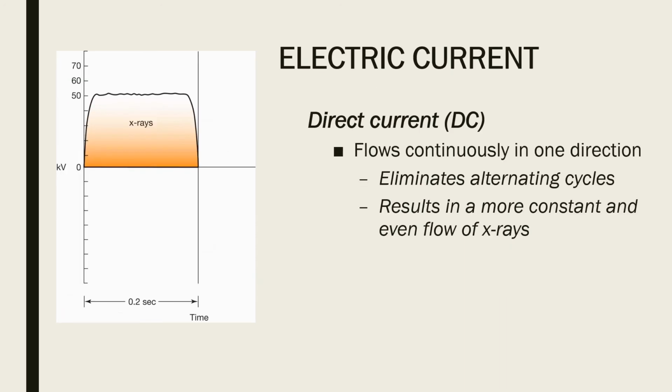Next is the direct current. So current flows continuously in one direction. Dental X-ray machines using direct current produce more constant flow of X-rays and at a more consistent voltage. So X-rays are produced and it eliminates the alternating cycles.